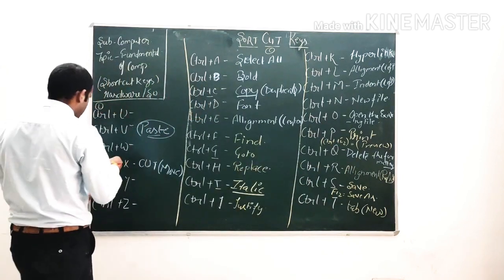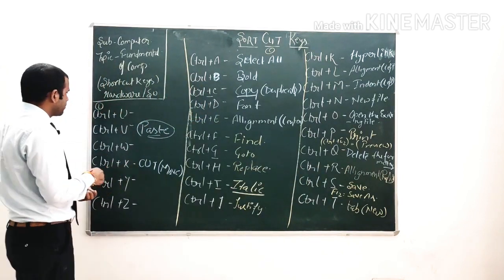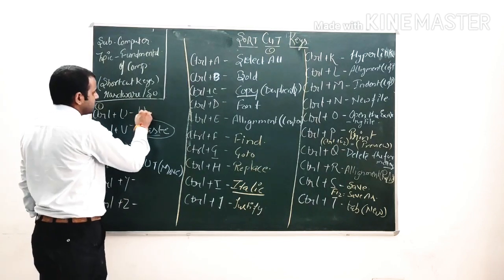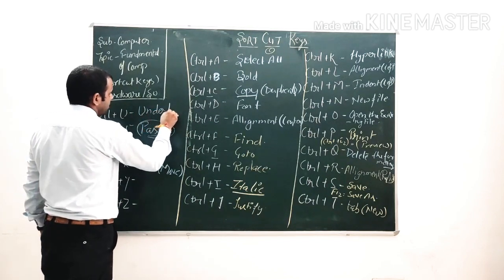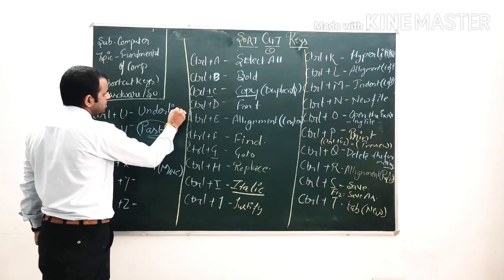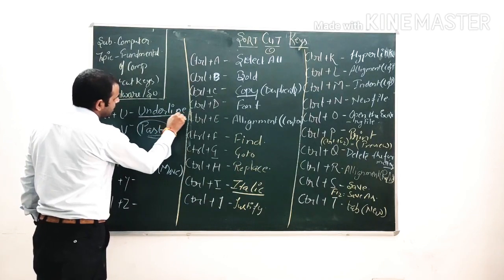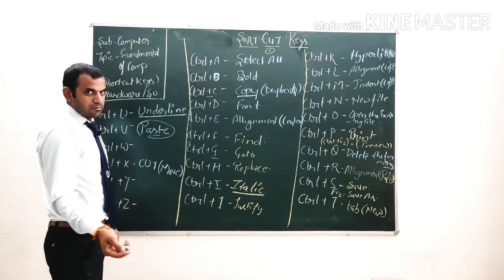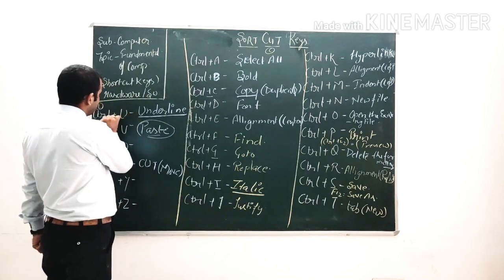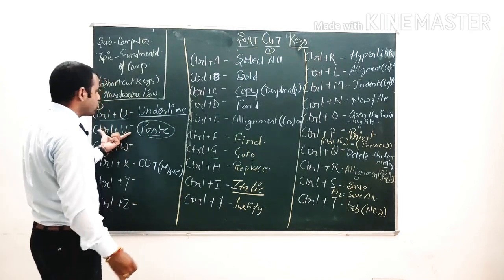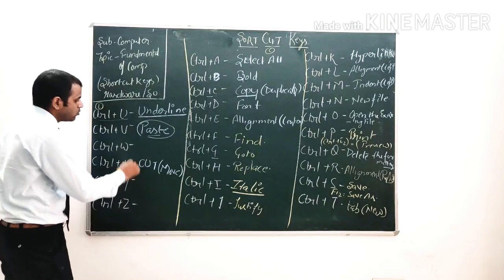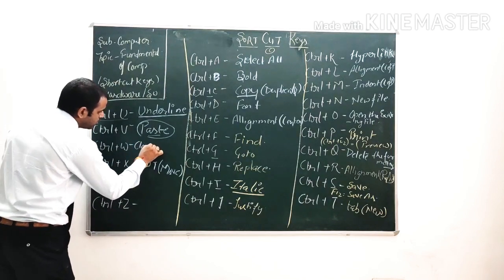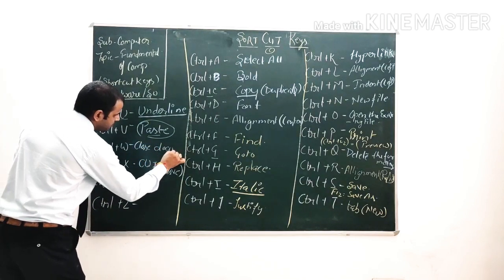Okay, here. Ctrl+U, underline. Underline, you know very well. Okay, select the text and press Ctrl+U. Ctrl+V, you know very well. Ctrl+W to close the document. Close document.